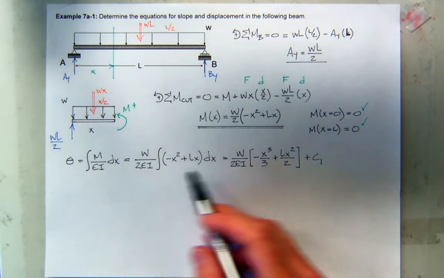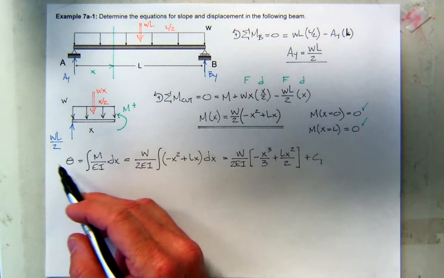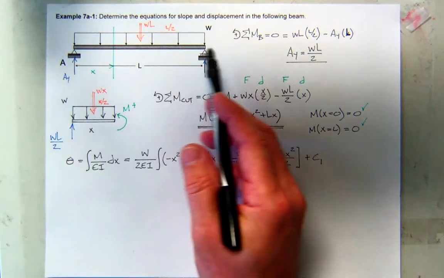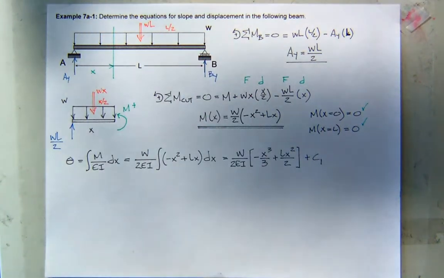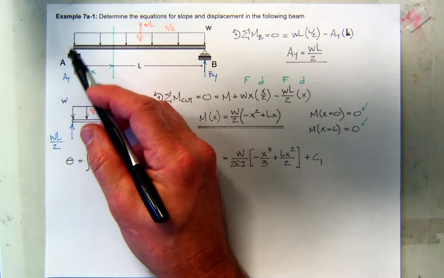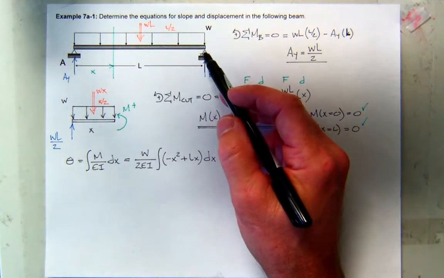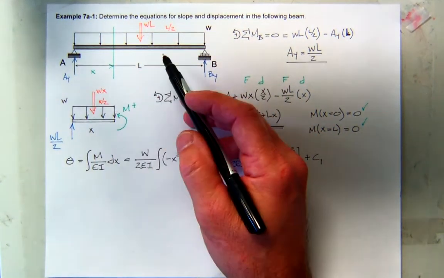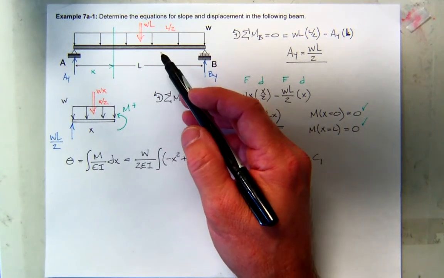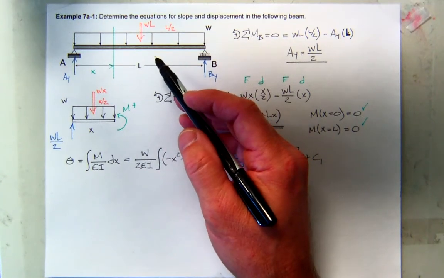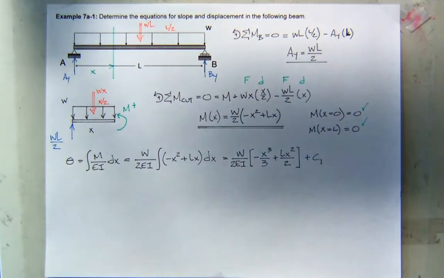Now this expression is for slope. Do I know the slope anywhere? Well, our supports, I know the slope is non-zero, so I can't evaluate it there. Over here is the same. Probably somewhere in here you know the slope would be 0. 0 slope means maximum displacement. But at this point I'm going to say, well, we don't really know, so I'm just going to leave it.